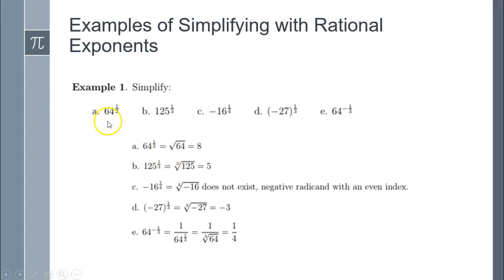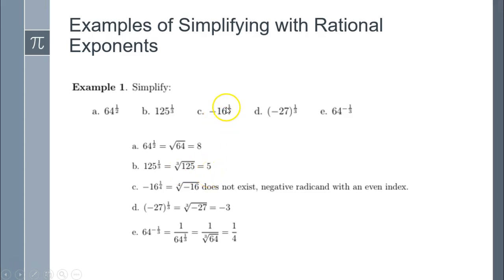But really think about, what is 64 to the 1/2 asking me? It's asking me for the square root of 64. That's just 8. 125 to the 1/3 wants the cube root of 125, which is just 5.